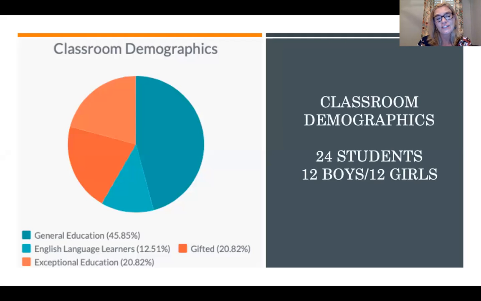The first thing I'd like to do is take a look at my classroom demographics. I have 24 students, 12 boys and 12 girls. Of those 24 students, 45.85% are in general education, 12.51% are English language learners, 20.82% take part in exceptional education, and 20.82% are gifted.